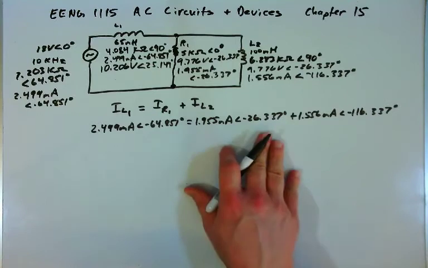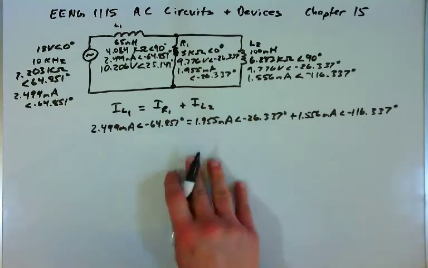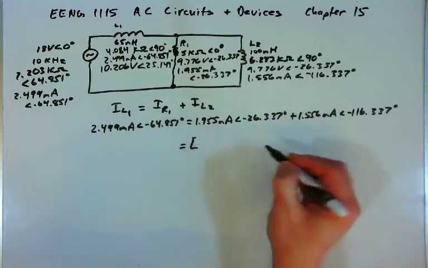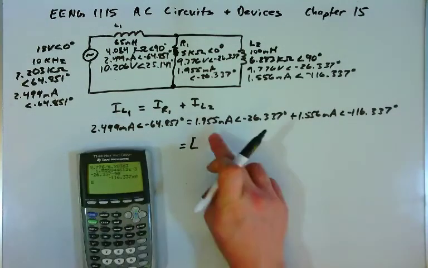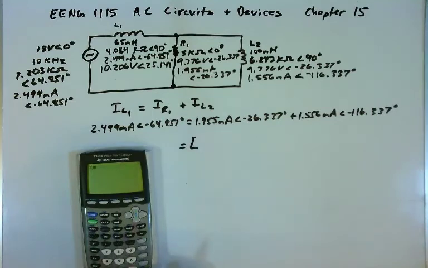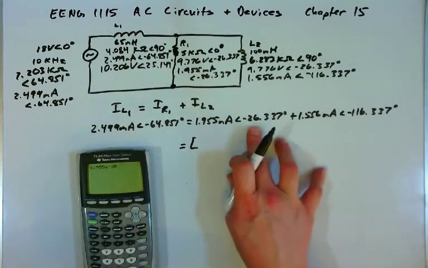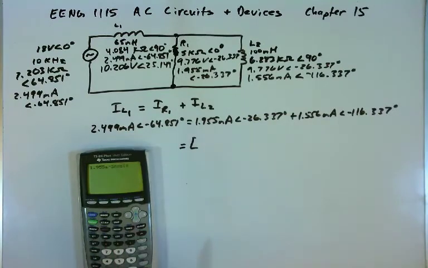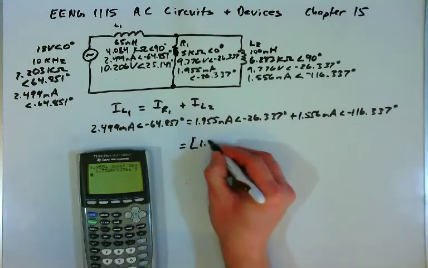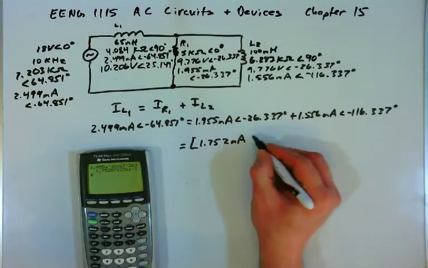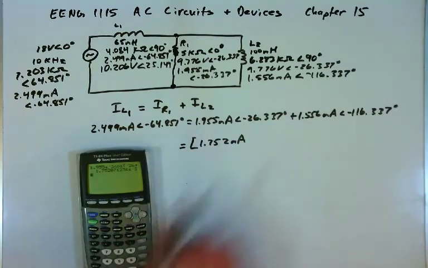So x coordinate, we use the cosine of the angle. Y coordinate, we use the sine. And so we will find the xy coordinates. We have 1.955, that's milli. We're going to multiply by the cosine of negative 26.337 degrees. The x coordinate is 1.752 milliamps.